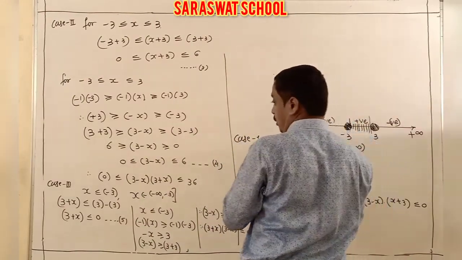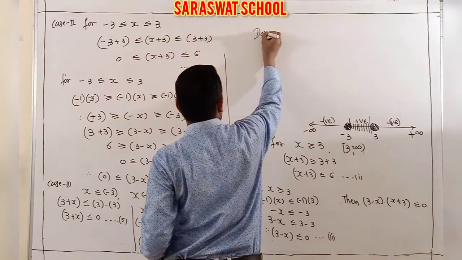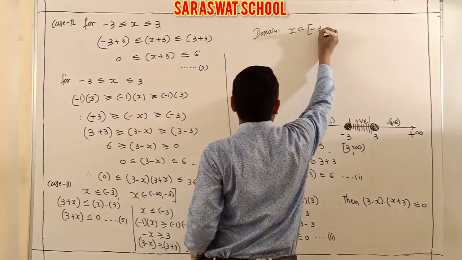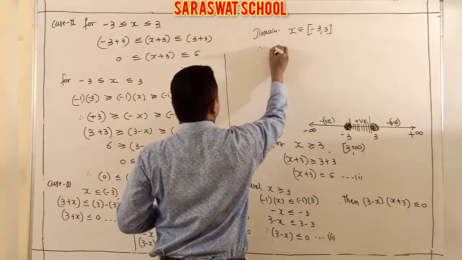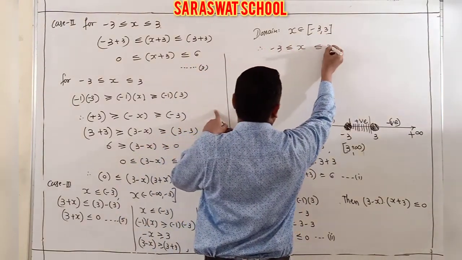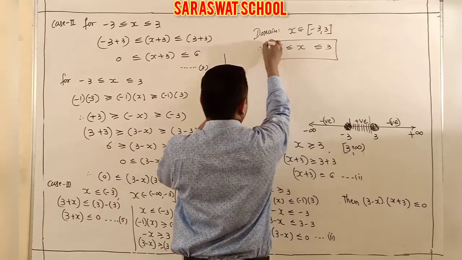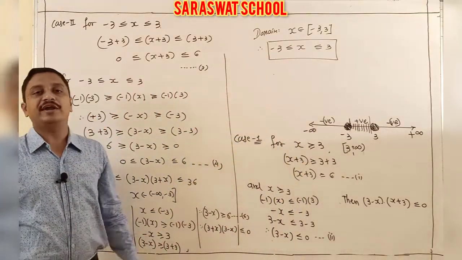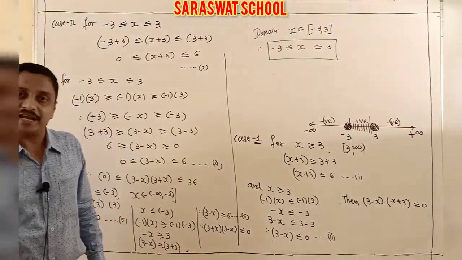It means the domain is ready. x belongs to close bracket, minus 3 to 3. I heard: minus 3 less than or equal to x less than or equal to 3. This is your first answer, the domain. Now I define the range.